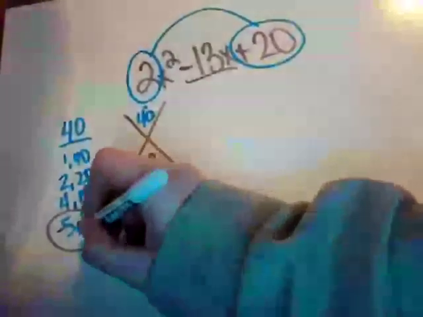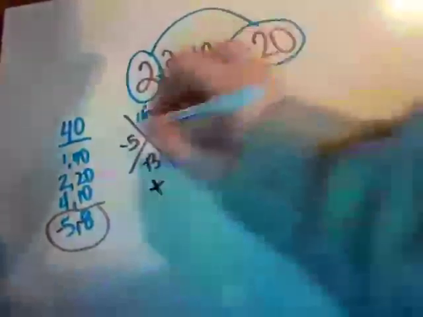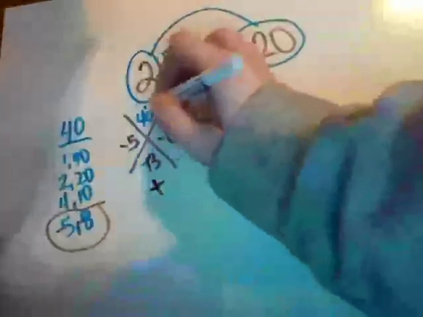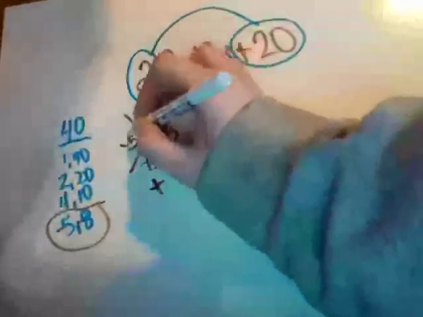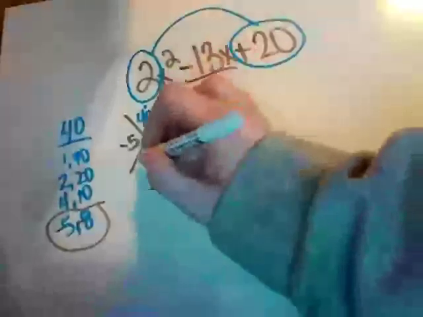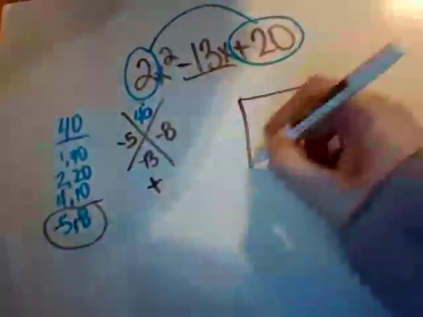Well, that's okay, because if I do negative 5 times negative 8, if I multiply those two numbers, I do get a positive 40. So negative 5 and negative 8 multiply to make positive 40, but negative 5 and negative 8 add to make negative 13. All right, so now we can set up the box.